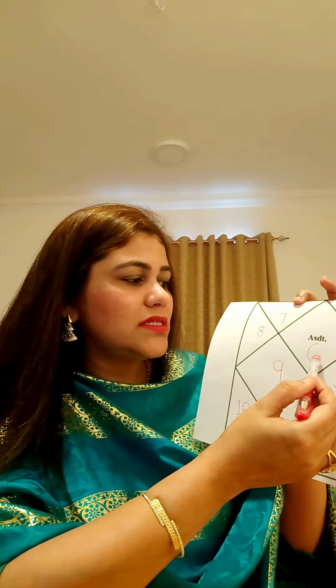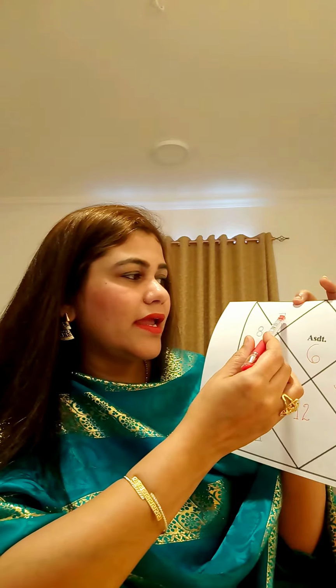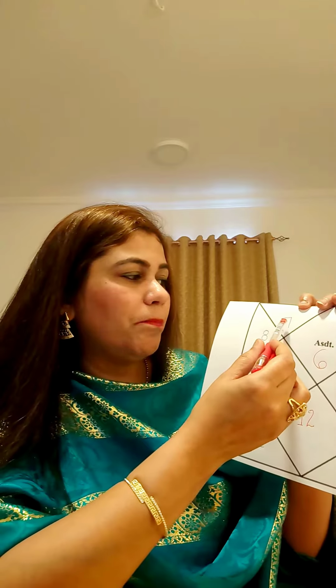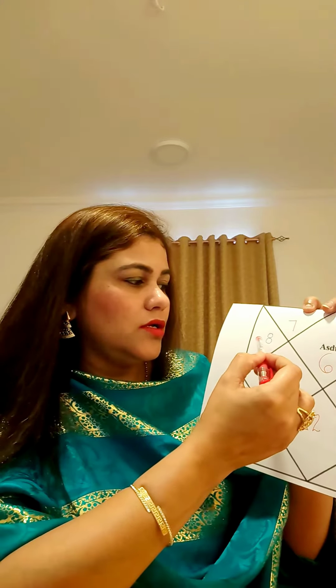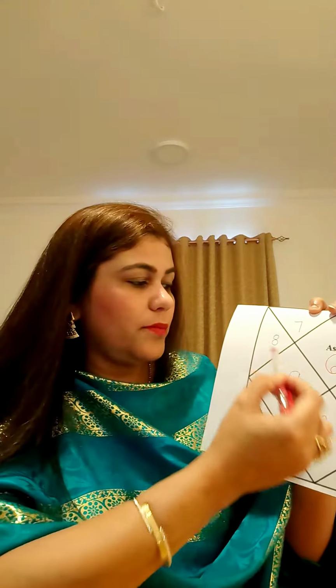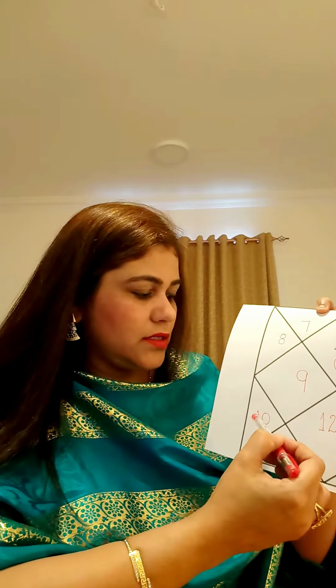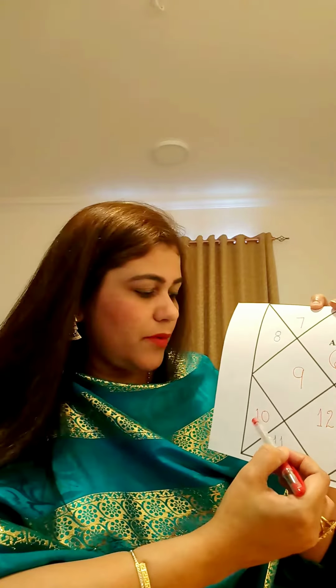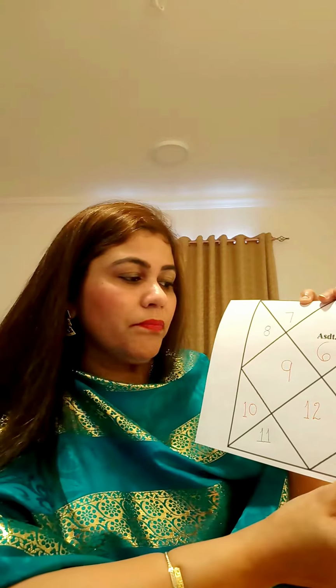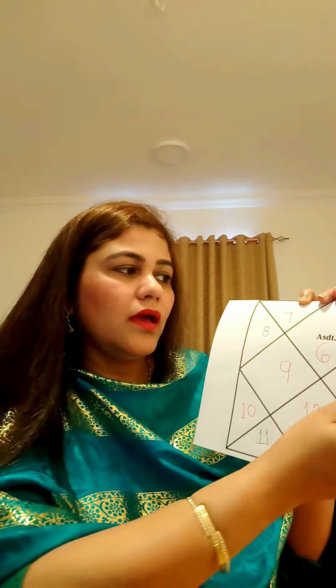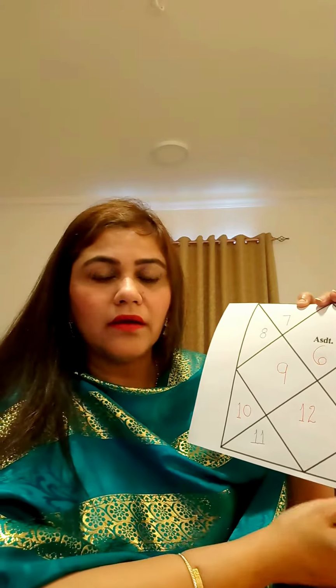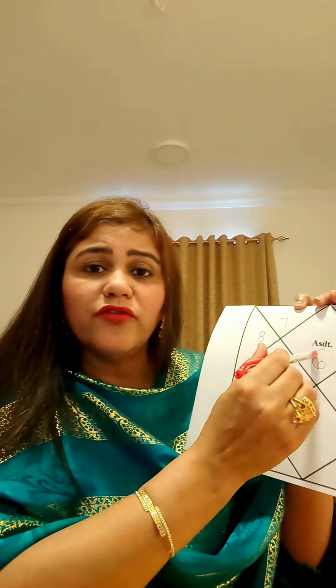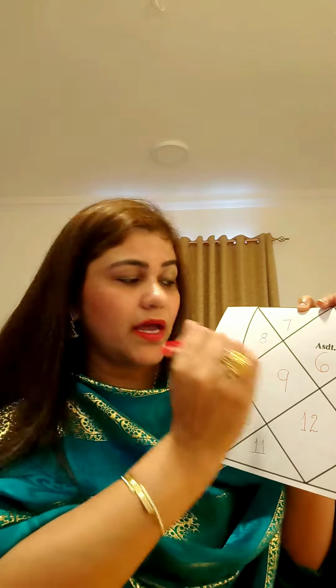Like first house is Virgo, then second house becomes Libra, then third house becomes Scorpio, then Sagittarius, Capricorn, Aquarius, Pisces, then comes Aries, Taurus, Gemini, Cancer, Leo. This is the pattern that is decided only if you know the ascendant, the rising sign.